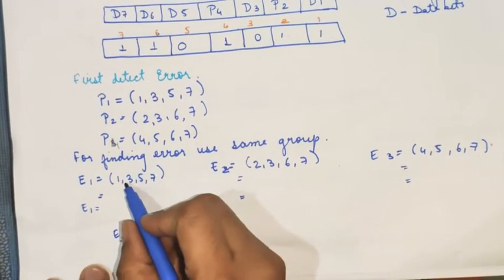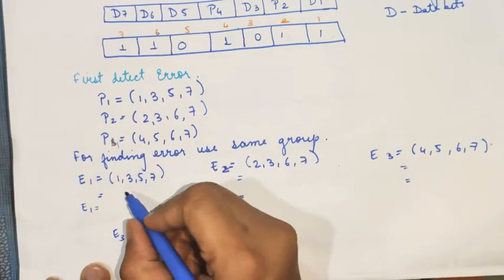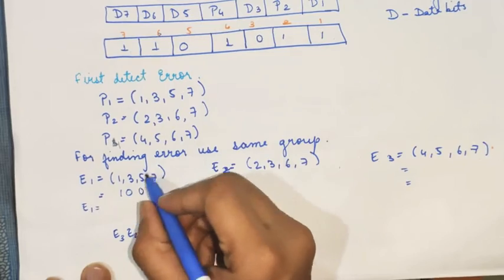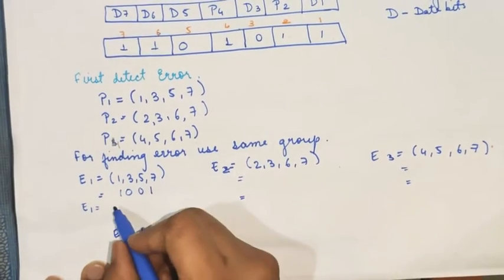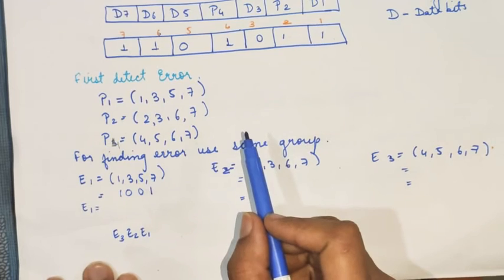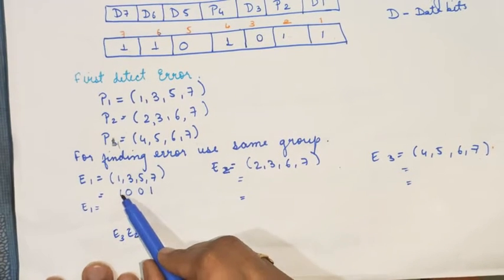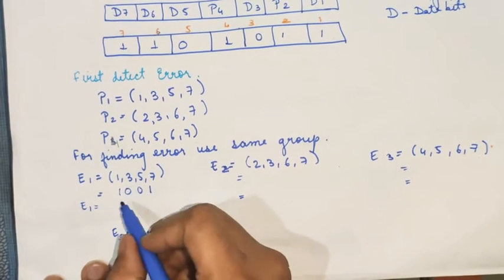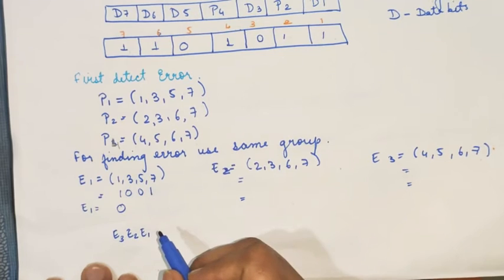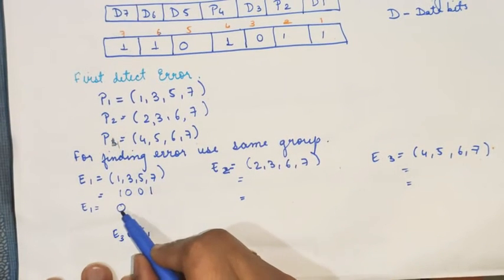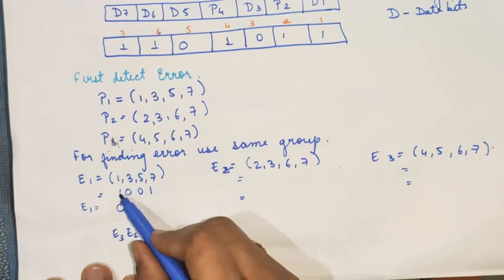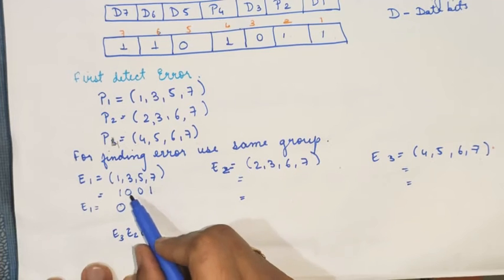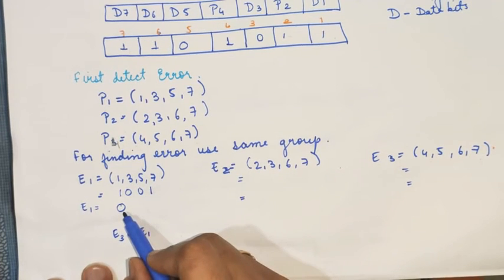Now see 1357: at position 1 it is 1, at 3 it is 0, at 5 it is 0, at 7 it is 1. Now as we are using even parity, if the number of ones is even, then we are going to add 0 as a parity bit. Similarly, we are going to add 0 for the error bit. As you can see, there are two ones, and 2 is an even number, so we are going to add 0.